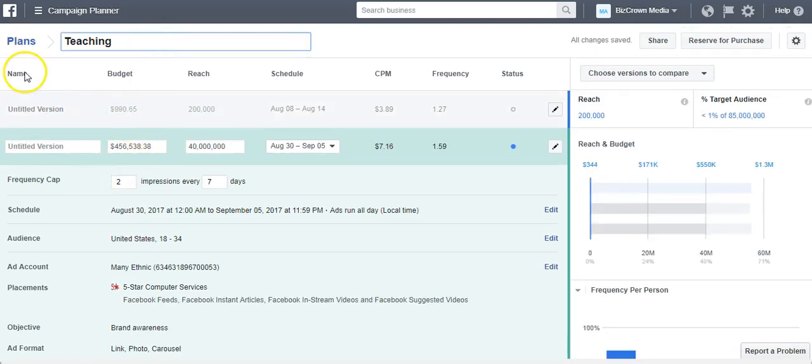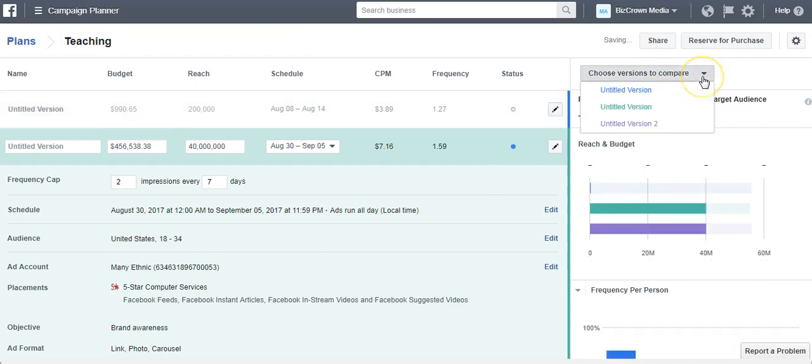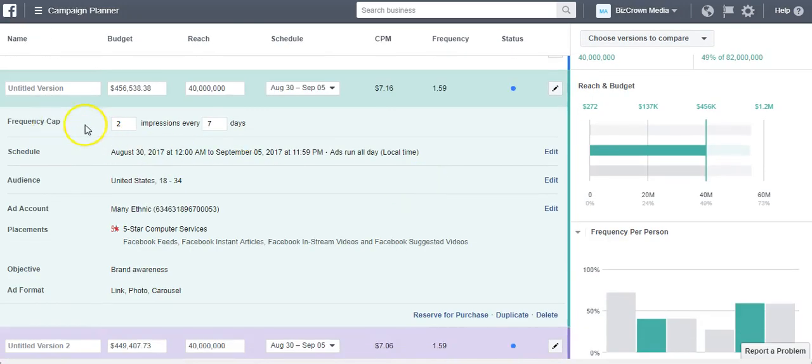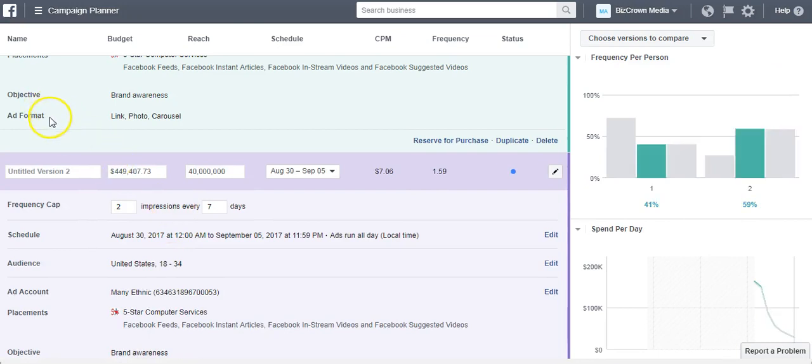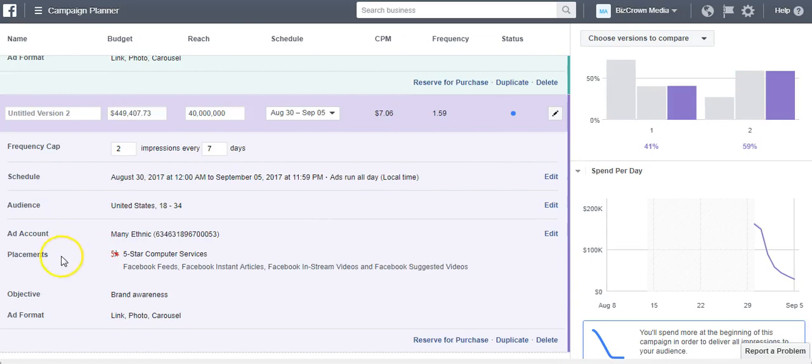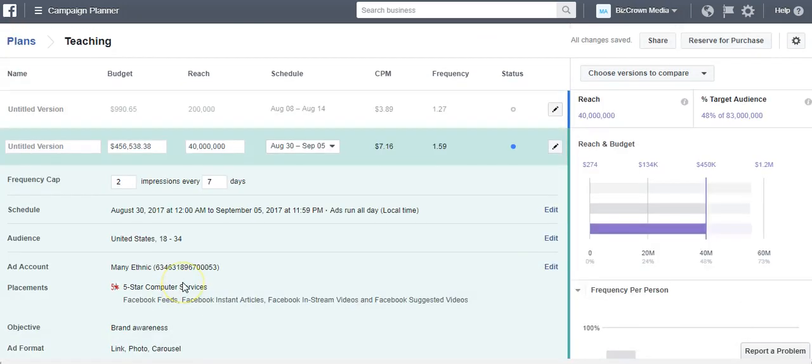As you can see here, the name, the budget, the reach, the schedule, CPM, frequency, and status. Our budget over here is $990, and the budget over here is $456,000. We have the opportunity to compare our audiences right here. And we get to see the frequency cap, the schedule, the audience, ad account, objective, ad format. Gives us all that information.